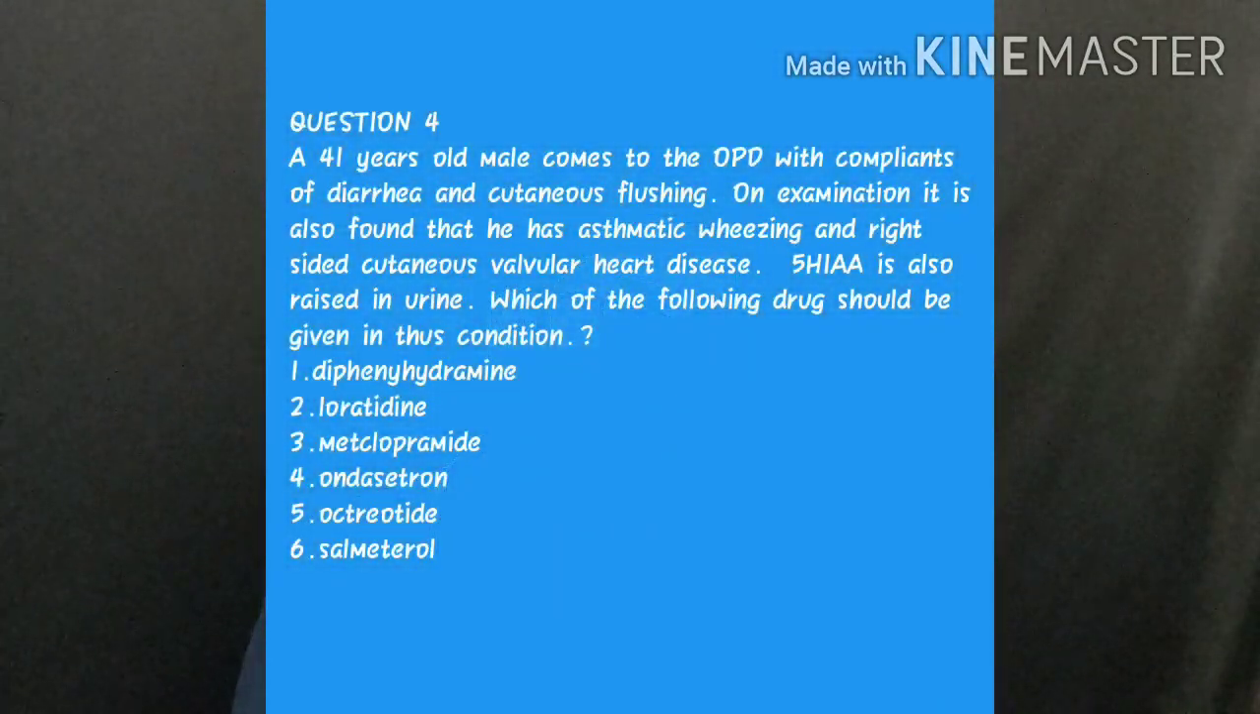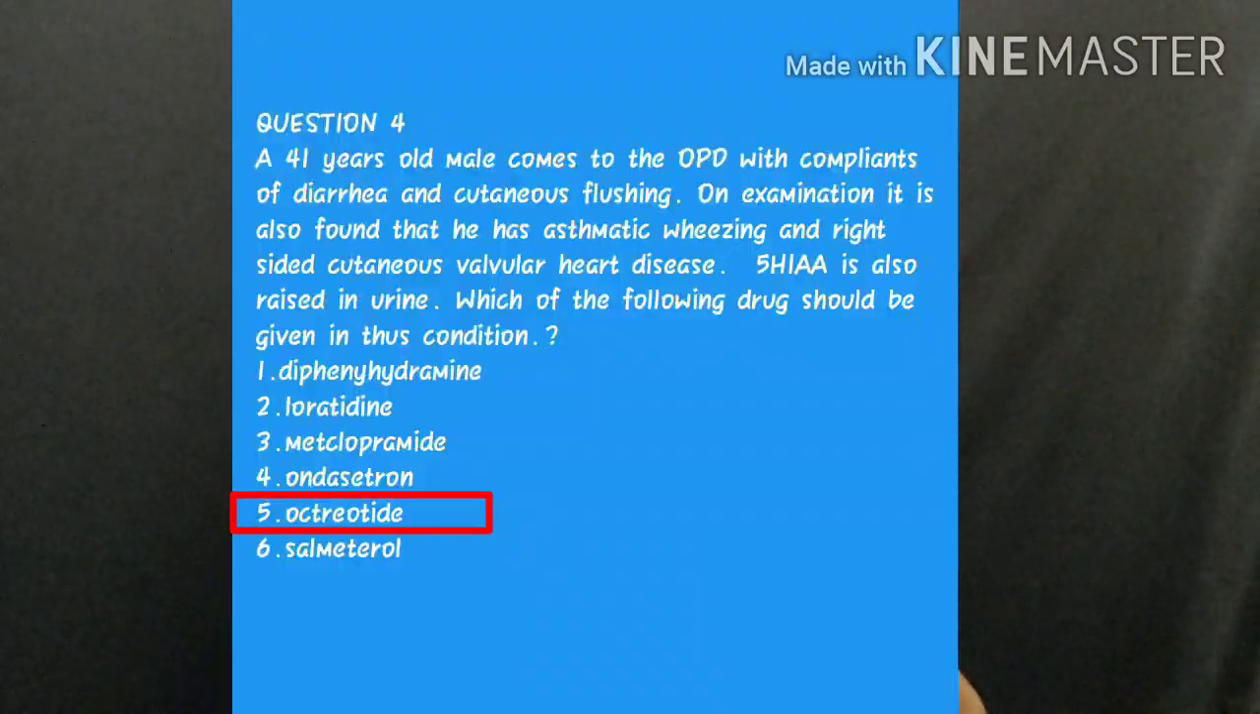A 41 year old male comes to the OPD with complaints of diarrhea and cutaneous flushing. On examination, it is found that he has asthmatic wheezing and right-sided valvular heart disease. 5-HIAA is also raised in urine. Which of the following drugs should be given in this condition? So, first of all, the answer to this question is option number 5, octreotide. So how did we get to the answer? First of all, this is a very easy question.